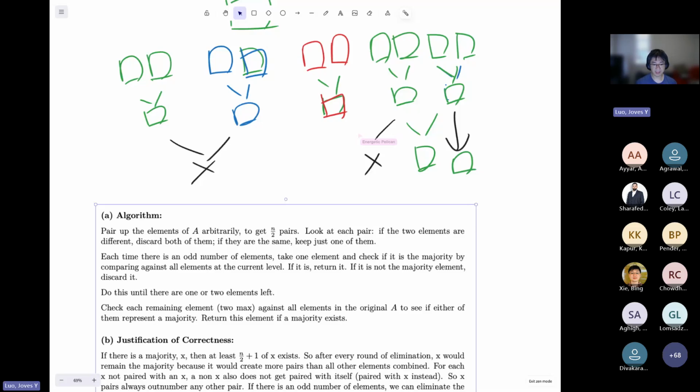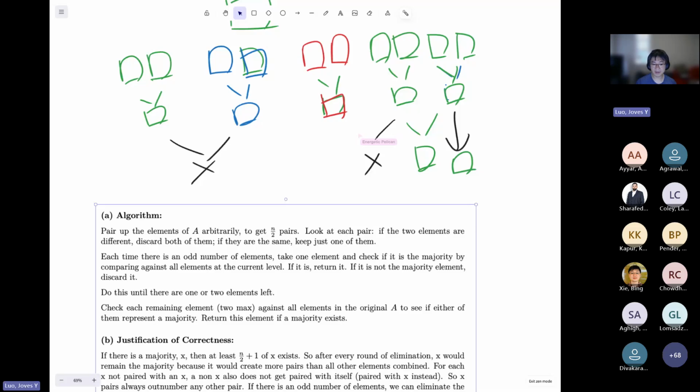If I'm in the case where I end up with green, and I have a green left, instead I go, okay, well, is my green the majority? And I check it. If the green is the majority at that level, it is the majority at every level, and so I can return that.